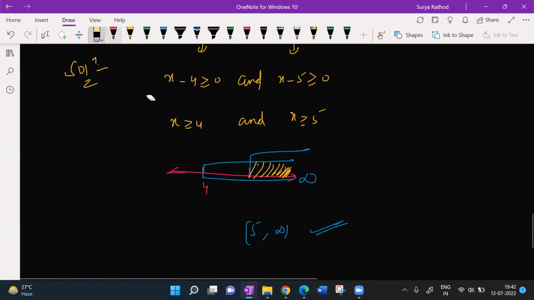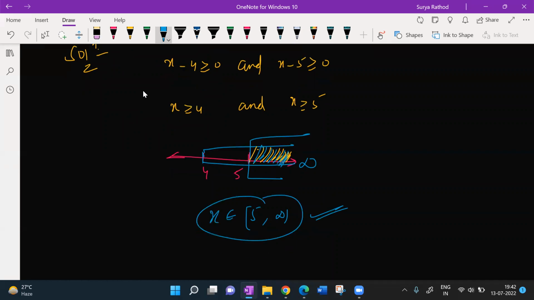Here, are you able to understand how I have drawn this? Guys, this is the common region. This is the common area which I have here. That is what I need to select. That is my x belongs to part. Okay. That is the domain. Next question.